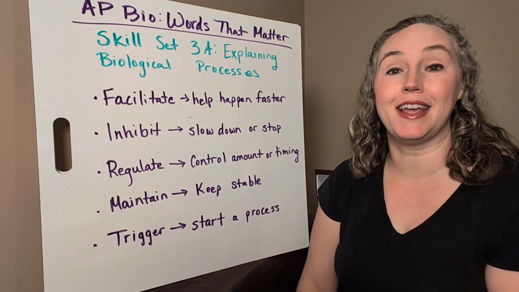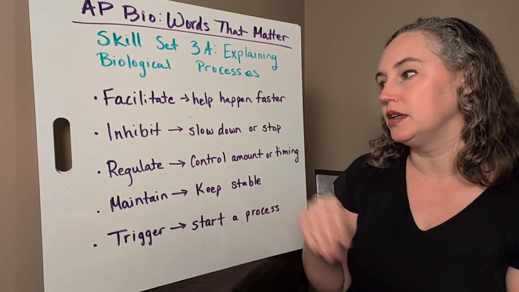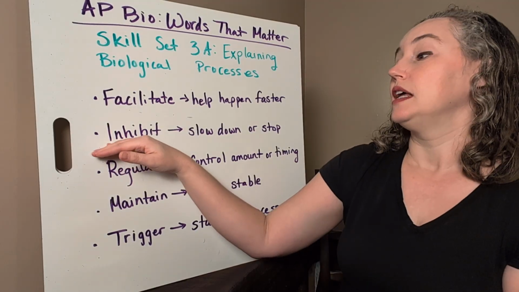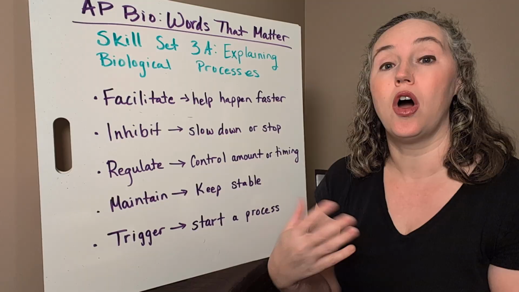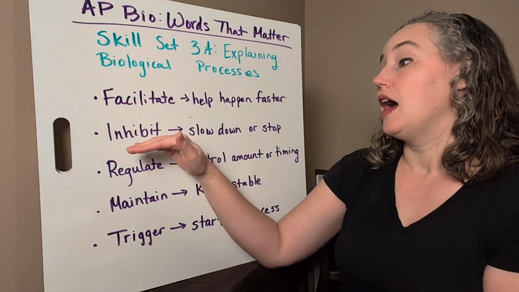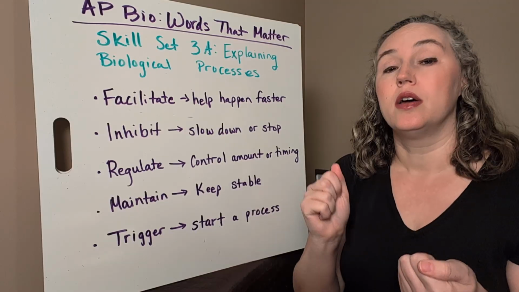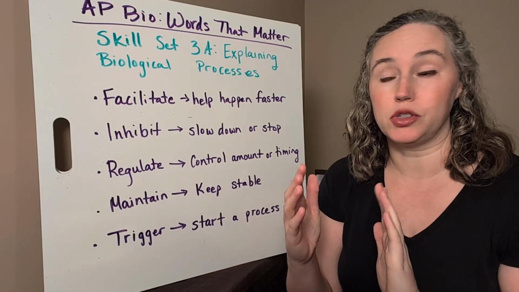The next word is inhibit. Inhibit means to slow down or stop. You may also see the word inhibitor. An example would be SSRIs are drugs that inhibit the reuptake of serotonin in cells during neurotransmission.